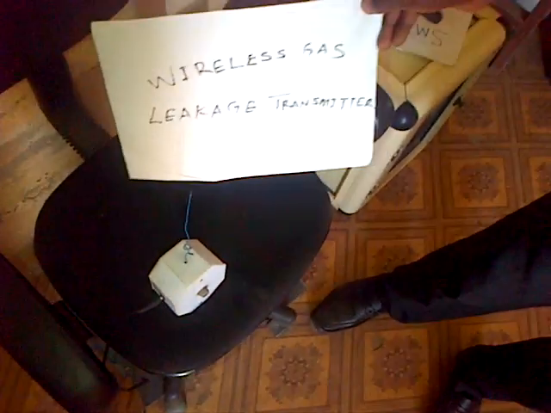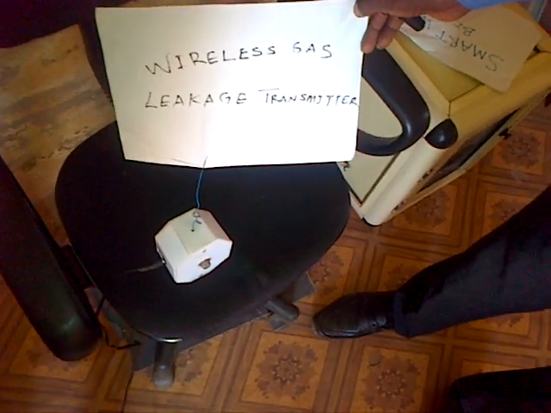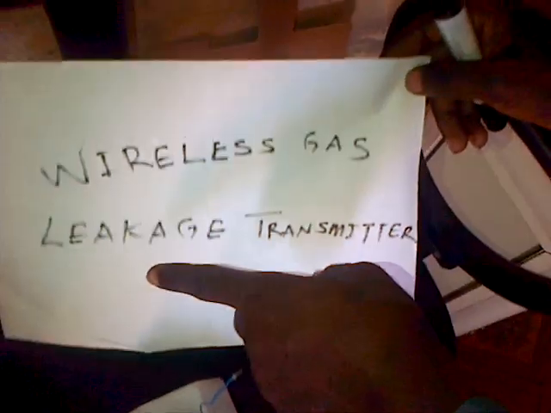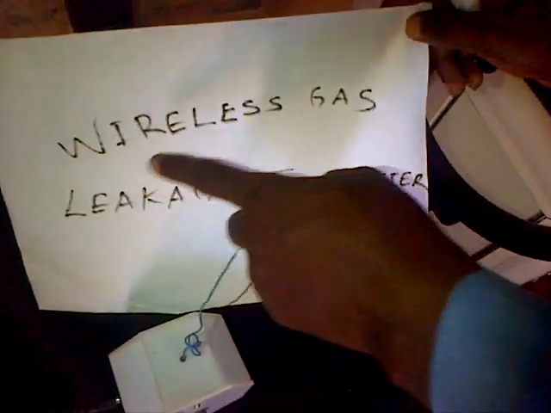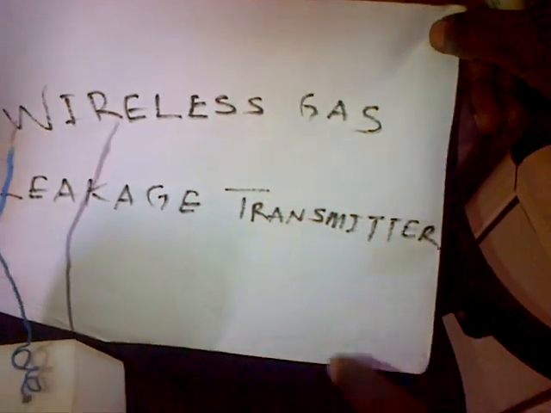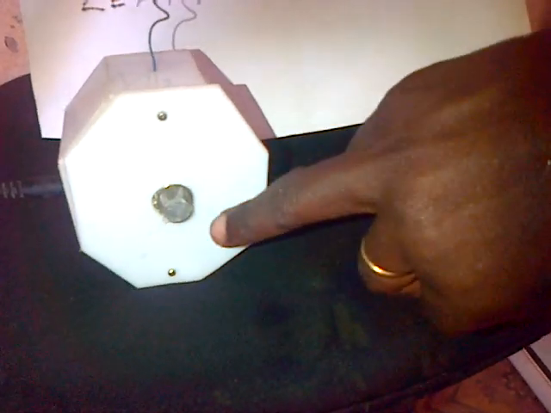This afternoon, we are here to demonstrate another project titled wireless gas leakage transmitter. This is the transmitter. Then you can see the gas sensor. This is a gas sensor belonging to the family of MQ series gas detectors.